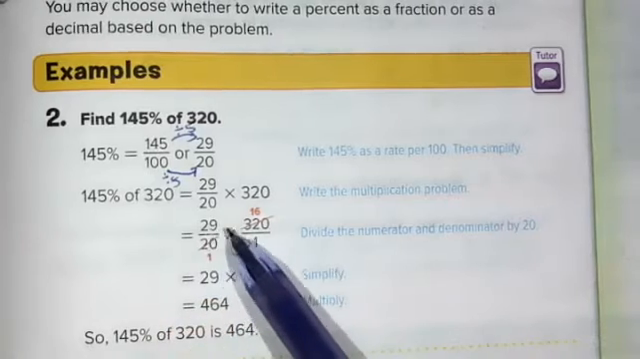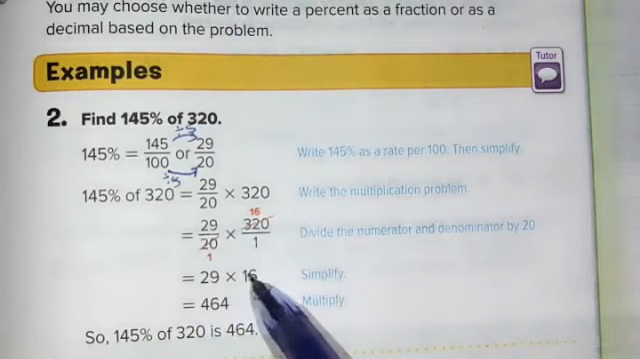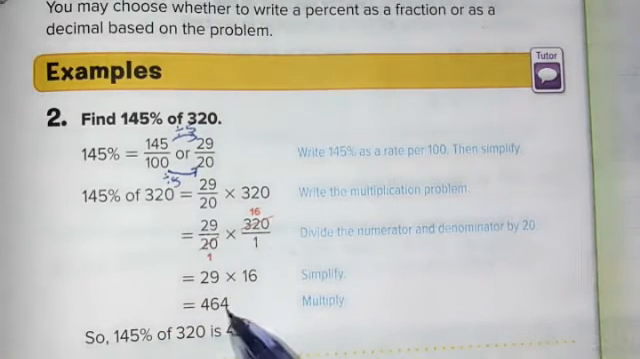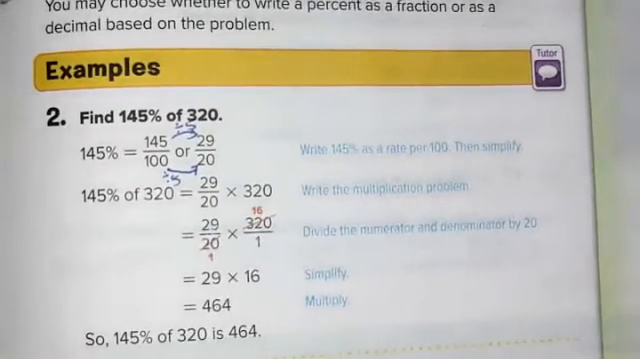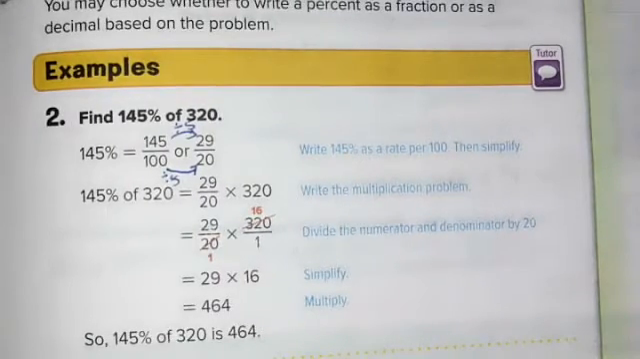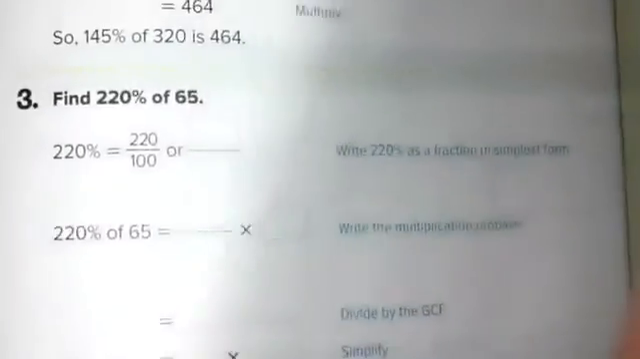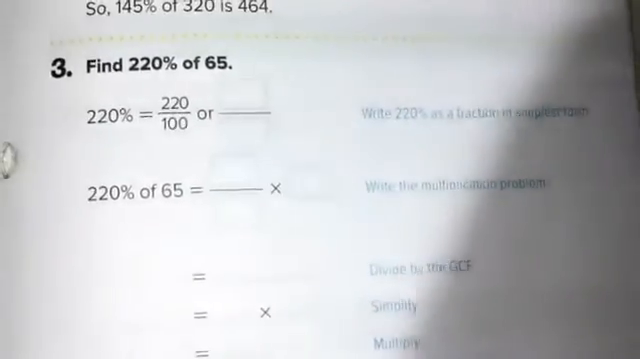That would give us numerator times numerator. 29 times 16 is 464. The denominator would just be 1, because we have a denominator of 1 times 1. So 145% of 320 is 464. Okay, moving on to number 3, and they set this up already for us with fractions.